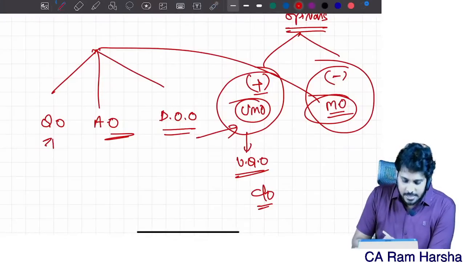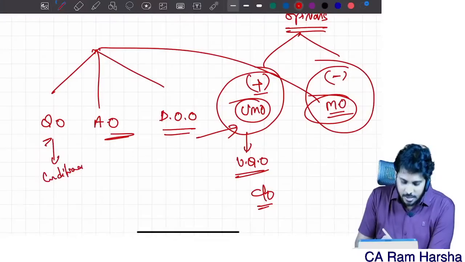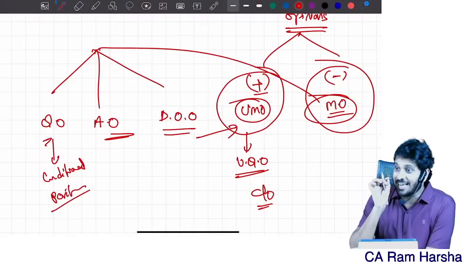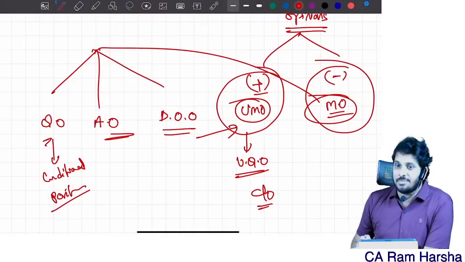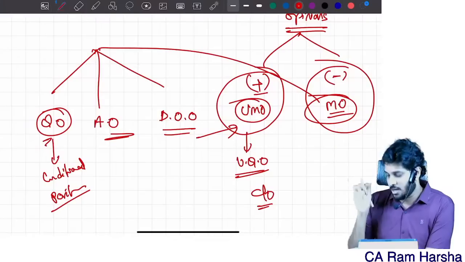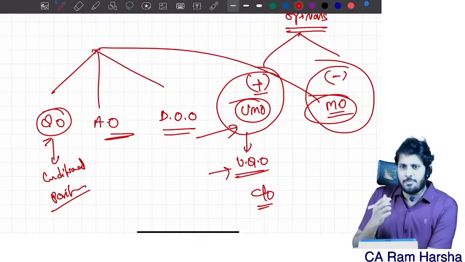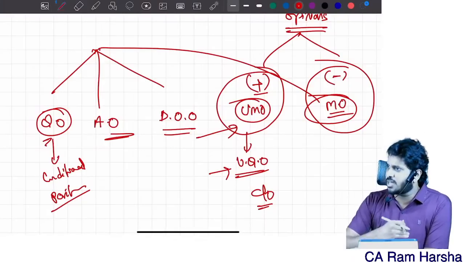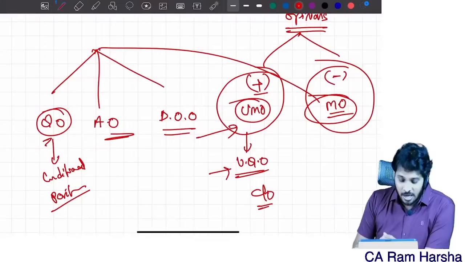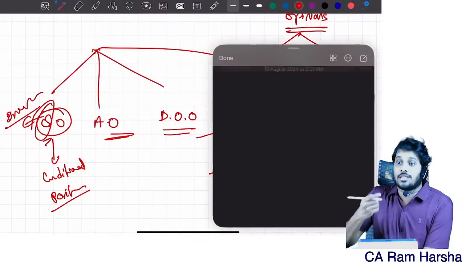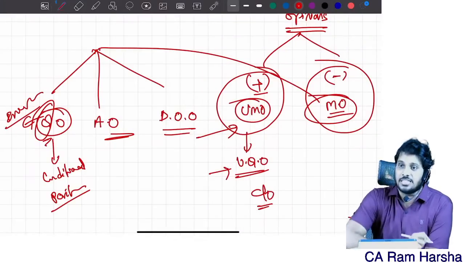Qualified opinion means conditional positive opinion. It's a positive opinion only, but with exceptions. It's a positive opinion, but it contains some exceptions. Unqualified opinion means it's a positive opinion without any reservations, without any qualifications, without any exceptions. That is called unqualified. Qualified means some exception is there. That is the meaning of qualified opinion.